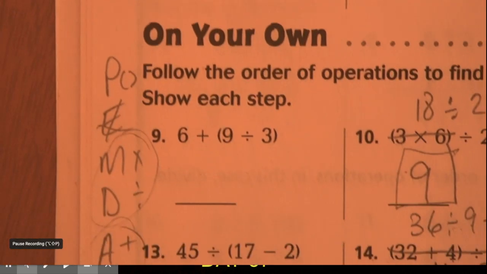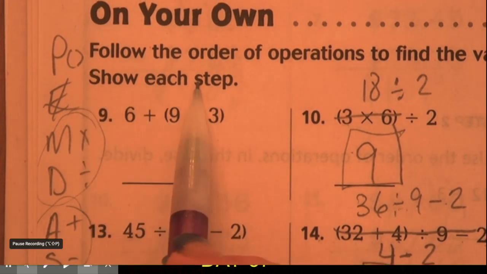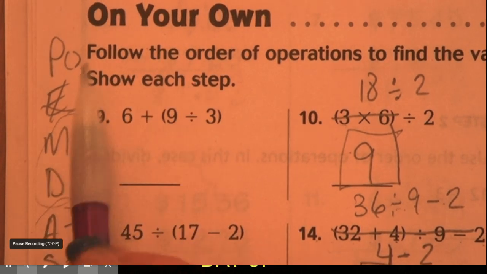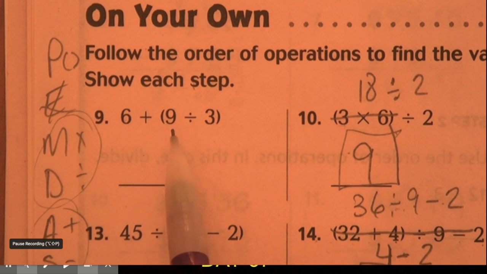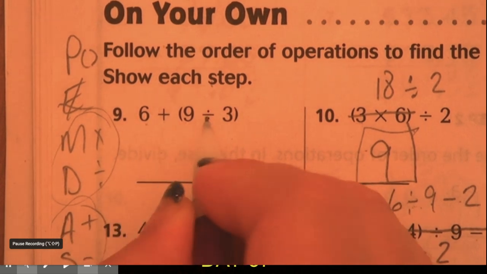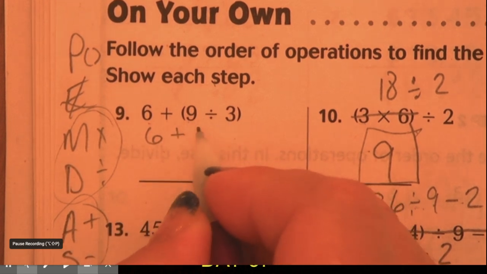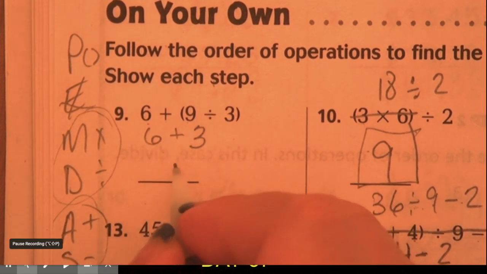And then coming down to number 9. They said to show each step, and I did not explain this before. Show each step just means rewrite it as you go. That's it, like I've been doing the whole time. So 6 plus 9 divided by 3, this would be 6 plus, and solve this first, 3. 6 plus 3 is 9.